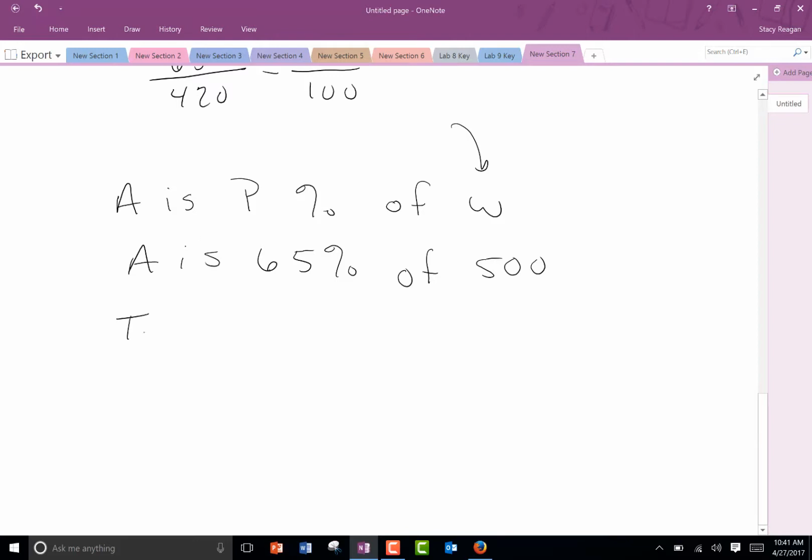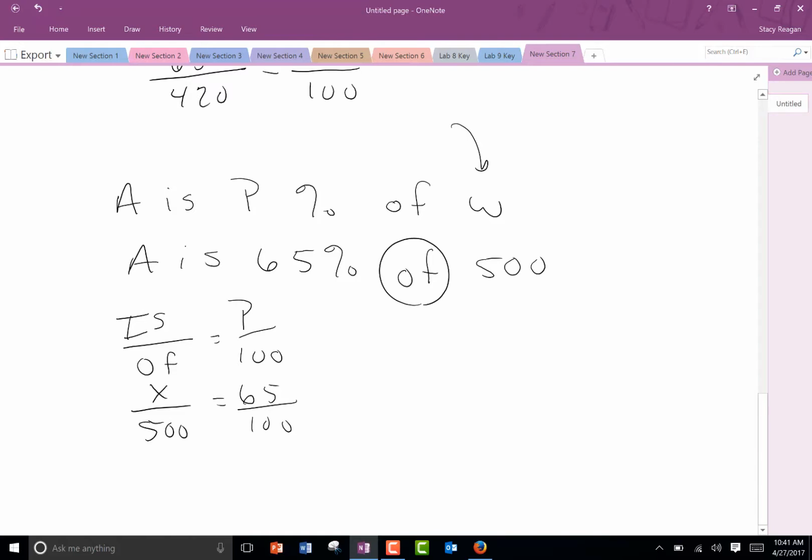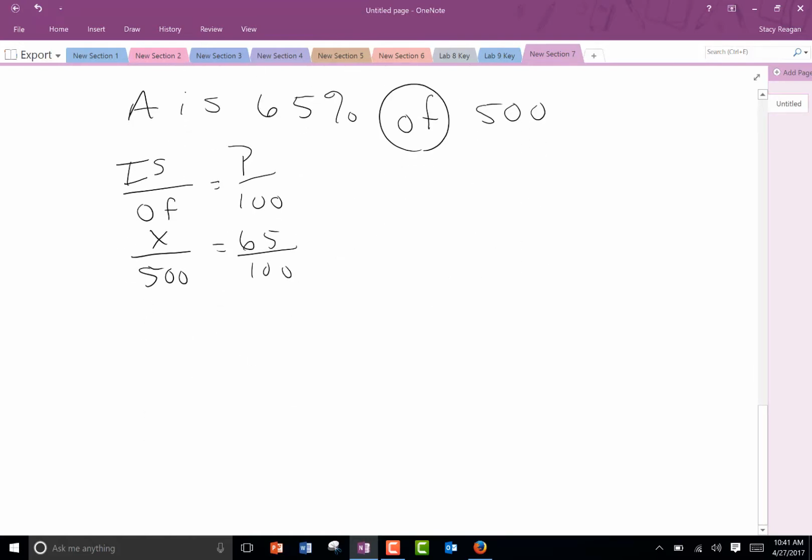And we can do our little proportion, is over of equals P over 100. And I can match stuff up. 65 over 100. I find the word of, so 500 goes here. I don't know how many points. Now I have a proportion, and we solved this in the last section. We solved things just like this, so we could take our calculator and we could do 65 times 500, and we would get 32,500.